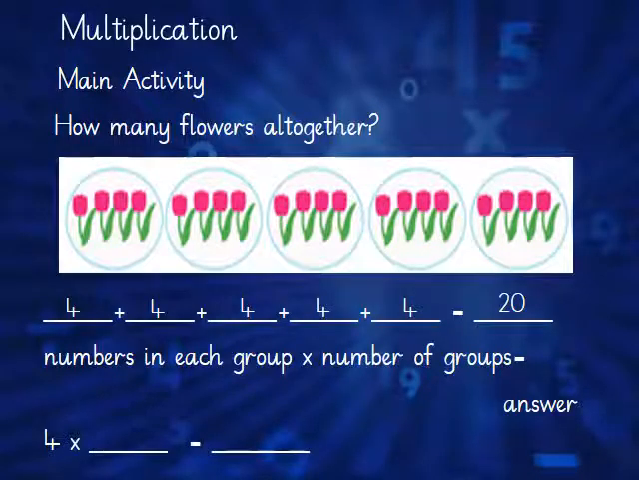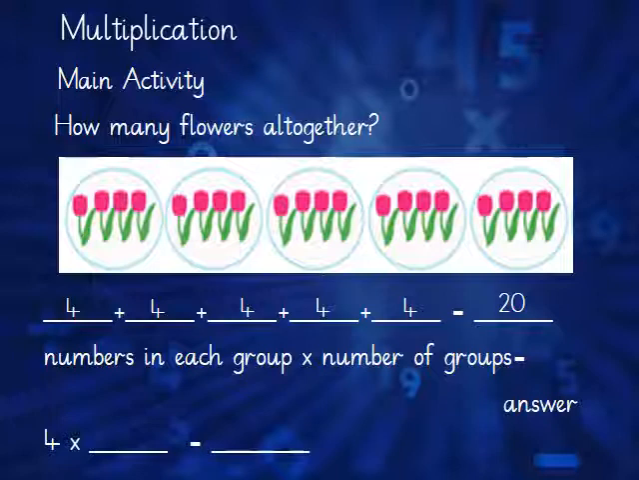Moving on towards the main activity of the lesson, the given question is, how many flowers altogether? One way of finding the total number of flowers is repeated addition. That is 4 plus 4 plus 4 plus 4 plus 4 is equal to 20. Another way is numbers in each group multiplied by number of groups.